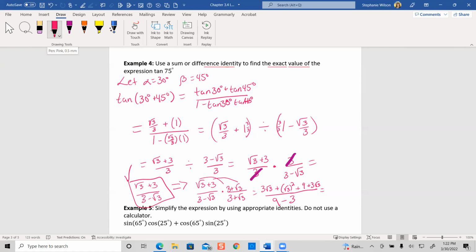So now I'll clean it up. I got 3 square root of 3. 3, because square root squared becomes 1 and leaves me with 3. So 3 plus 9 is 12. And then I got this other square root of 3 here. So I can add those two together.